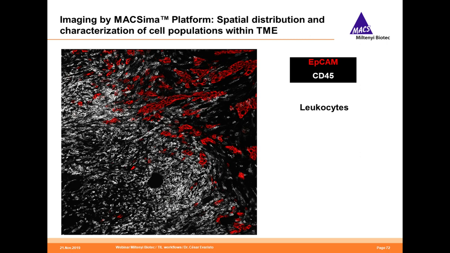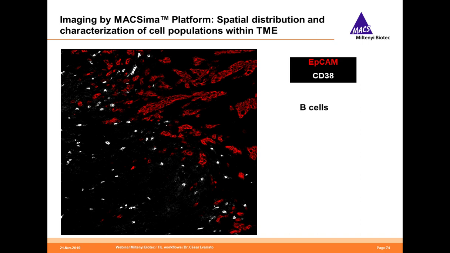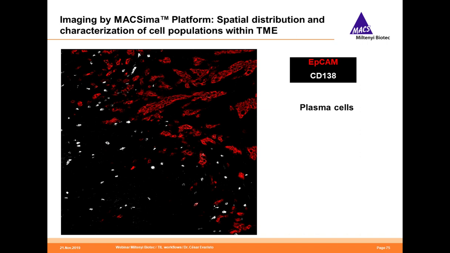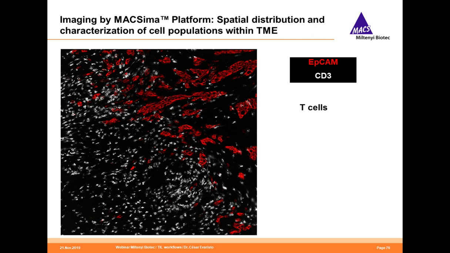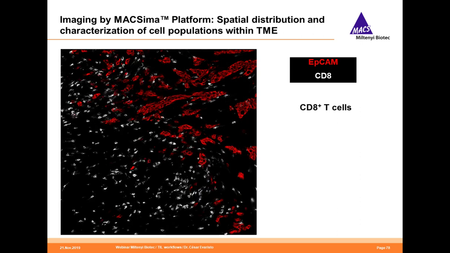Looking at CD45 expression, we can appreciate that immune cells tend to accumulate outside of the tumor area. We can locate the macrophages using CD14 expression, for example. CD38 identifies B cells. Plasma cells can be identified by CD138 expression. CD3 expression identifies T cells, of which the majority are CD4 cells, consistent with our flow cytometry data.